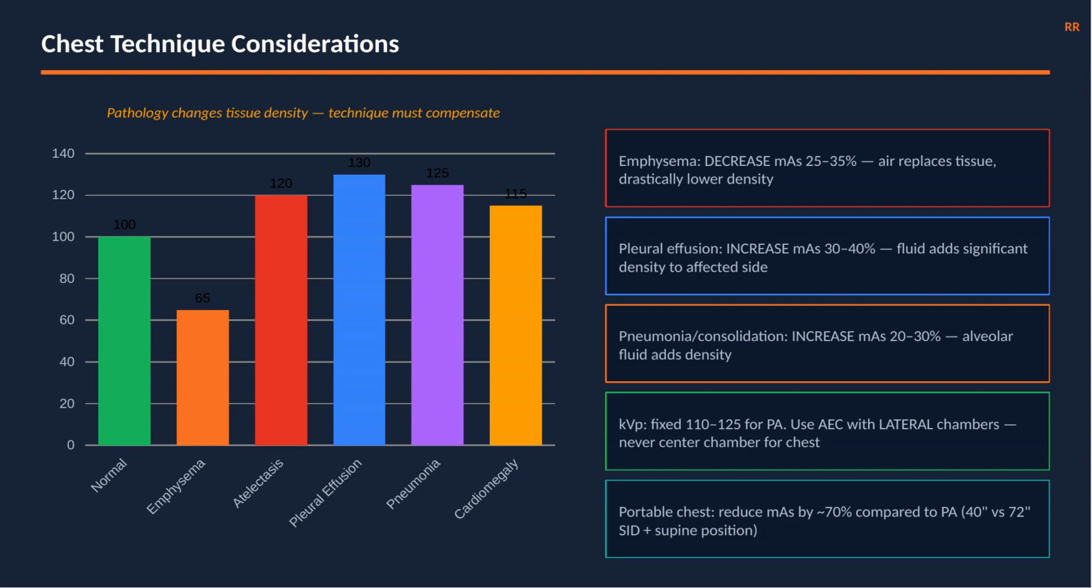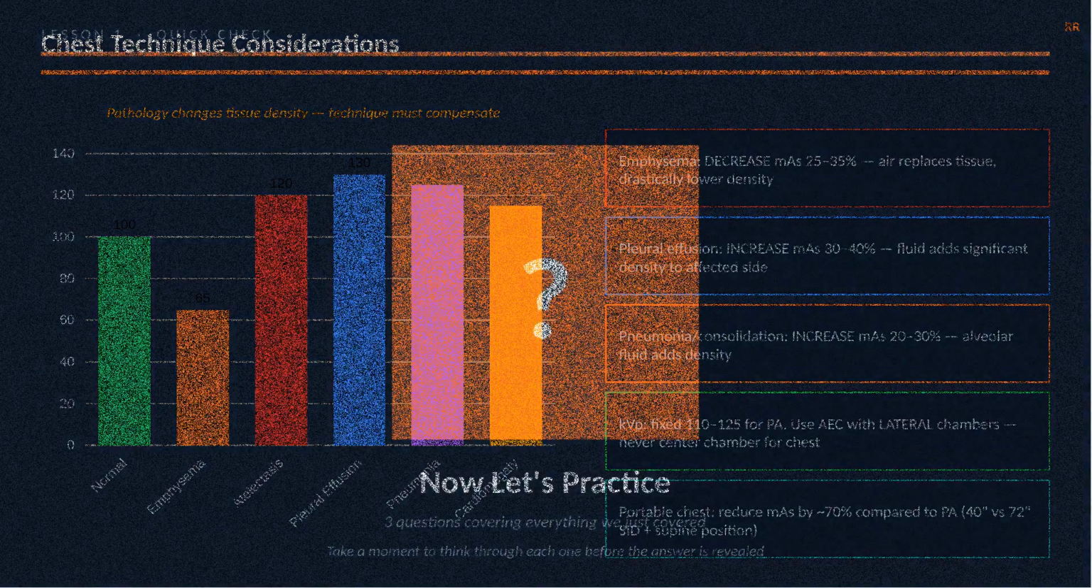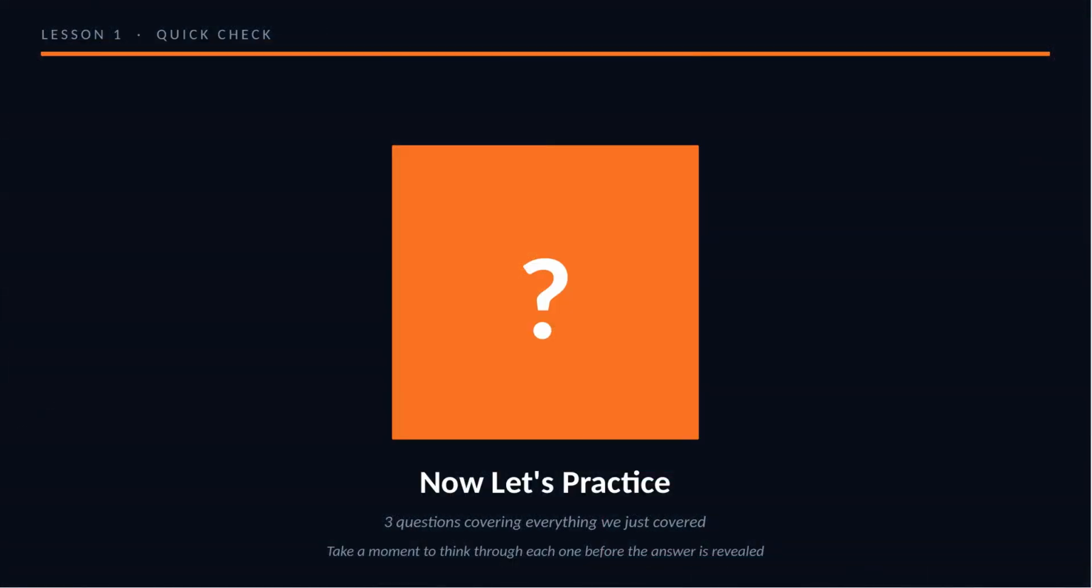Portable chest. Reduce MES by approximately 70% compared to the PA technique at 72 inches. This accounts for the shorter SID, approximately 40 to 48 inches, and the supine position. 3 chest radiography questions. Think each one through before the answer appears.